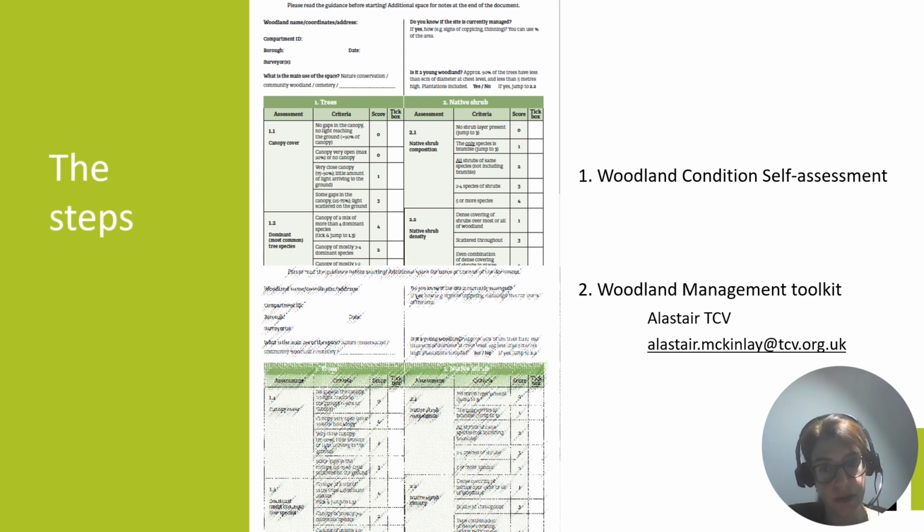The second step of the process will be using a woodland management toolkit. With this toolkit, you can input the score from the first step of the process, and it will recommend actions that you can do in your woodland.